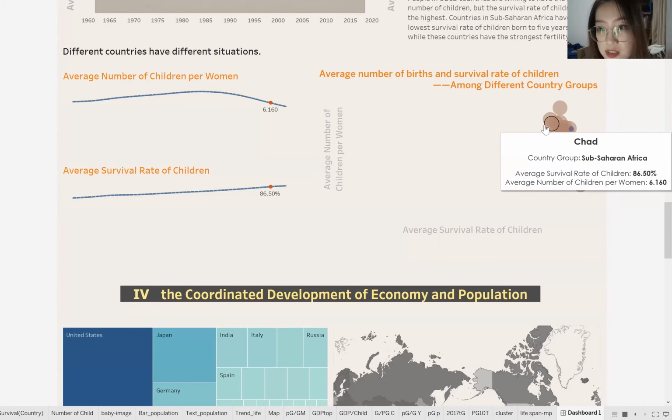Countries in sub-Saharan Africa have the lowest survival rate of children born to 5 years old, while these countries have the strongest fertility desire.